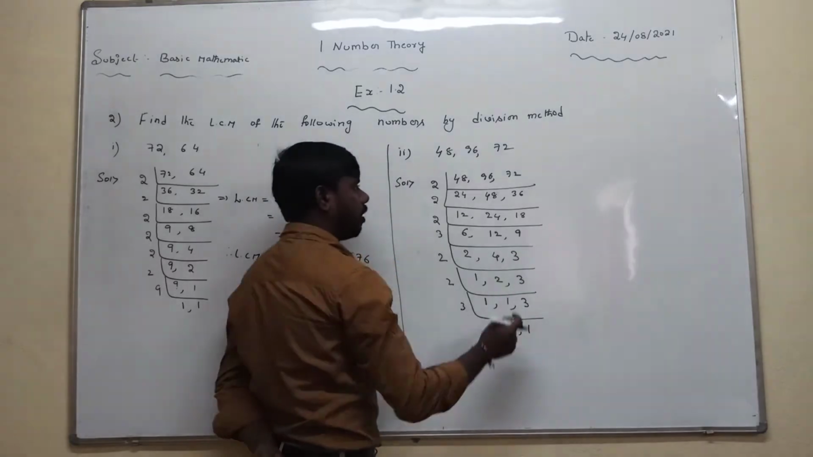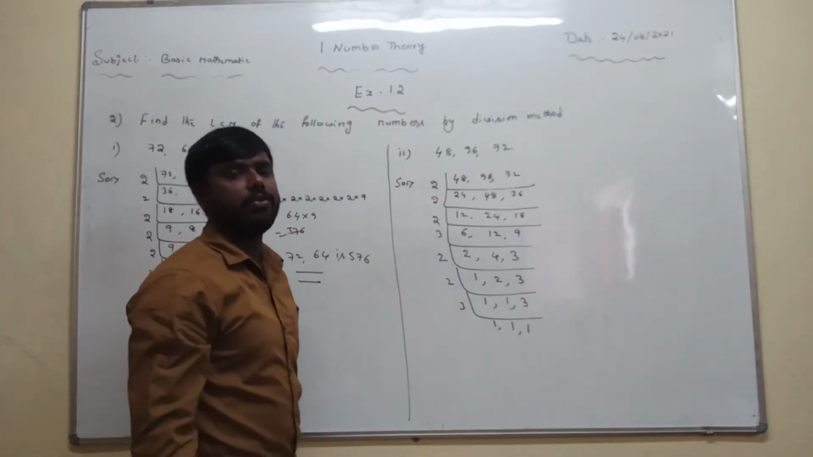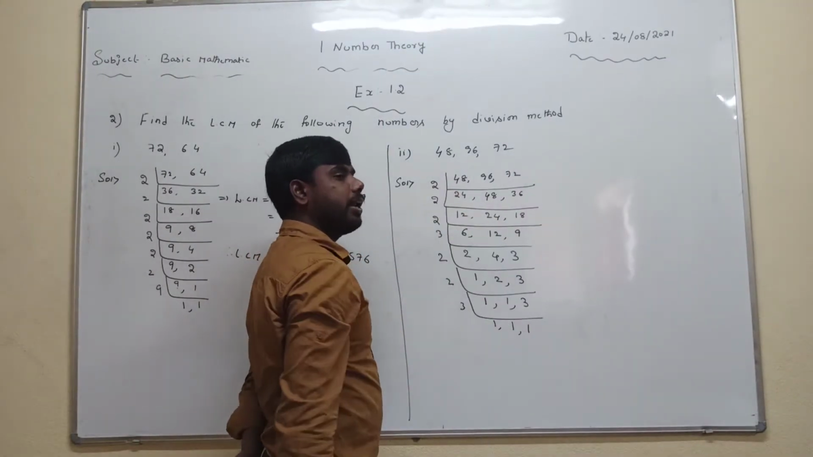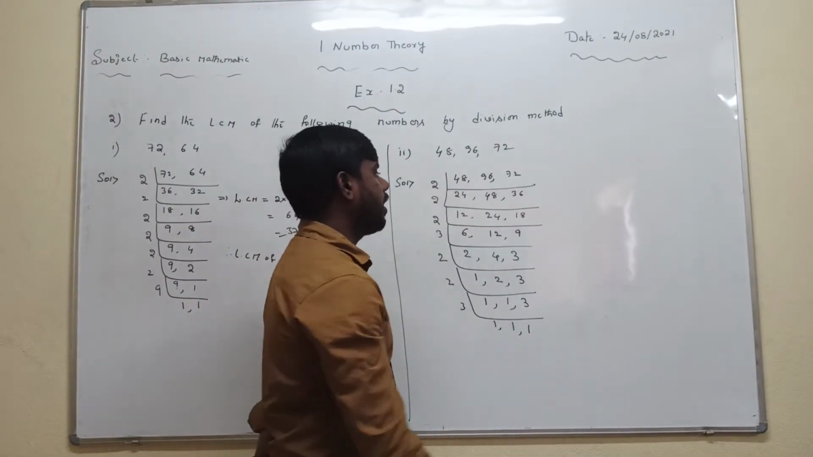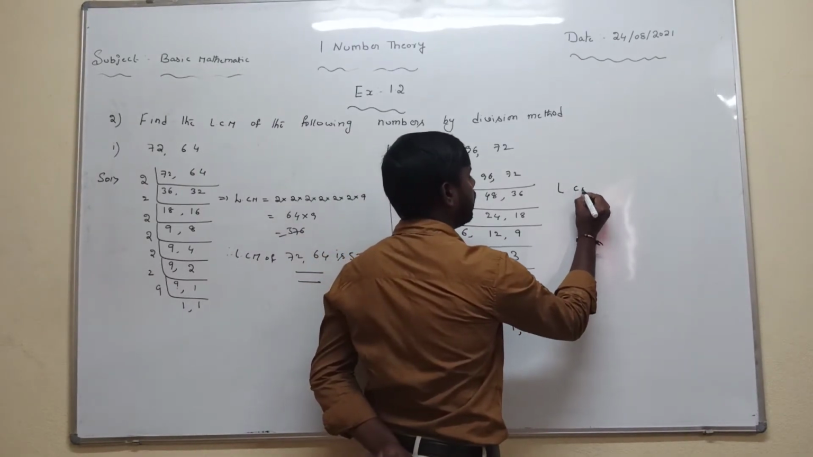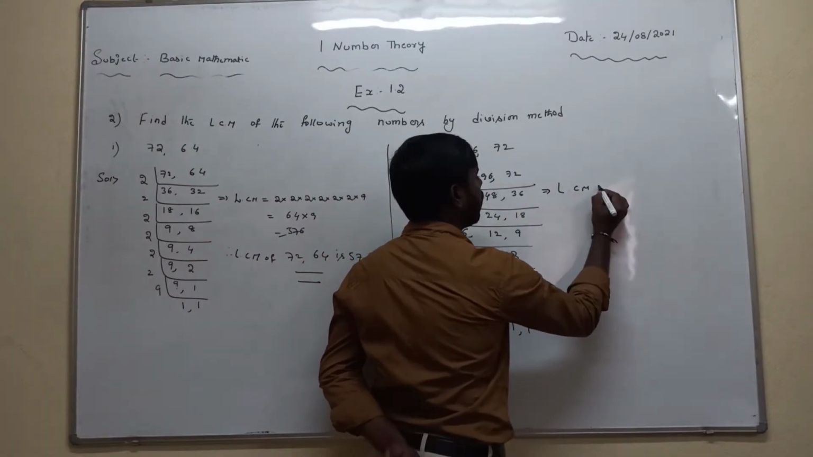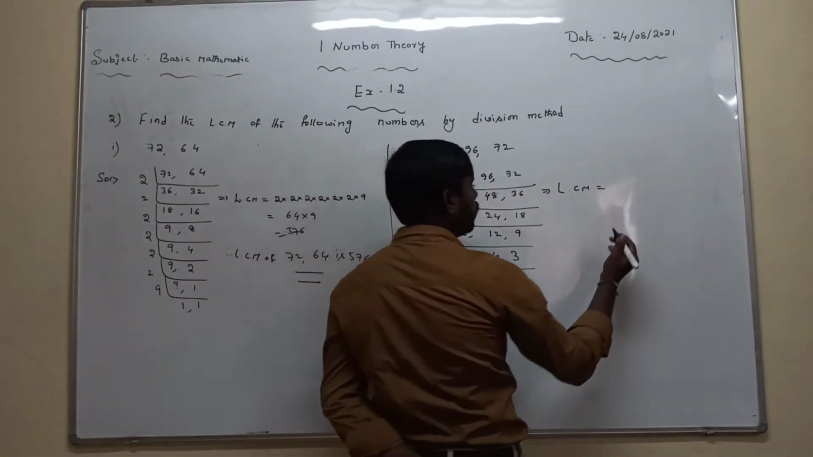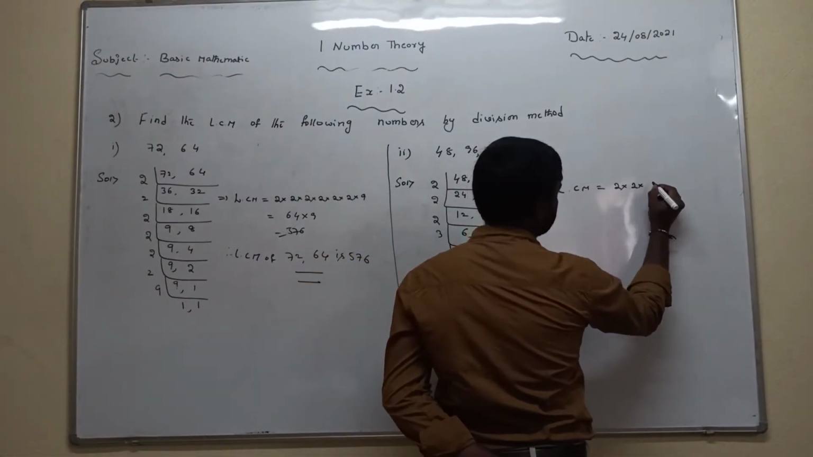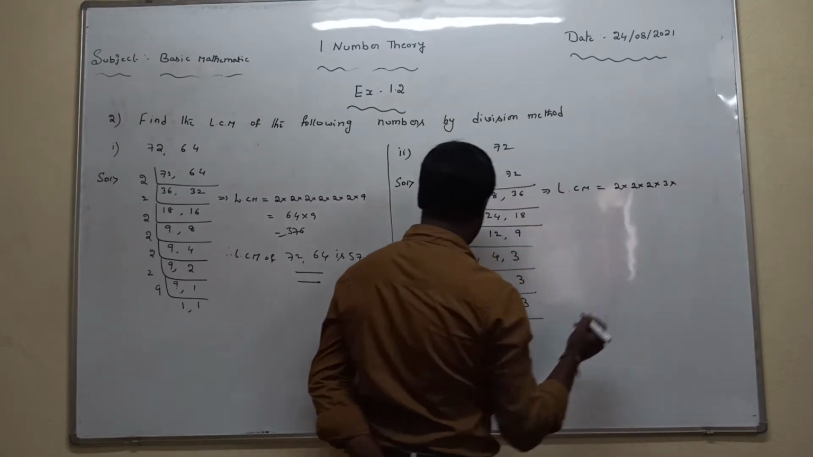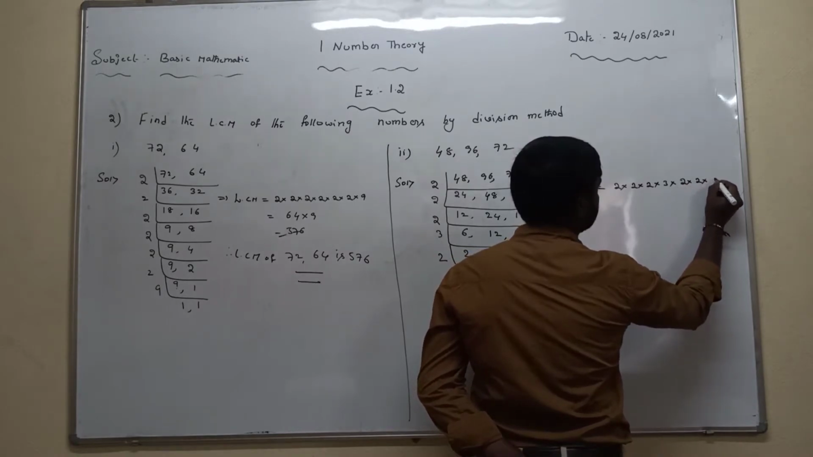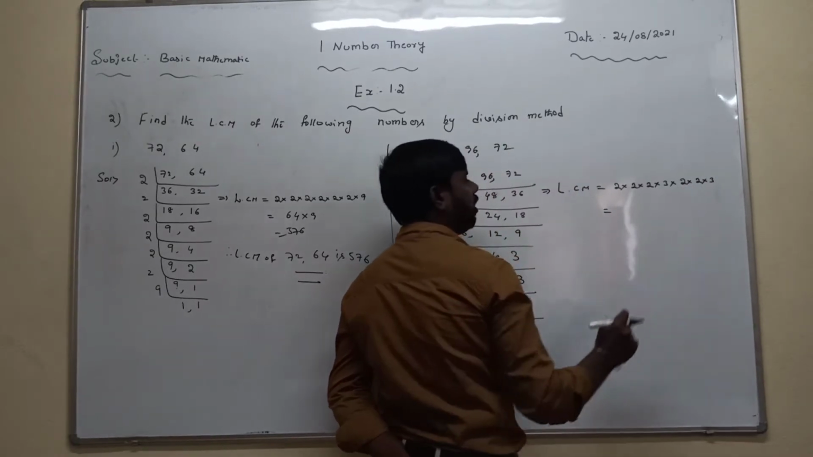3 1s are 3. Now divide the given numbers by common prime numbers until the remainder is 1. Then LCM is equal to the product of all the divisors. What are the divisor values? 2 into 2 into 2 into 3 into 2 into 2 into 3. So now multiply with all the divisors.